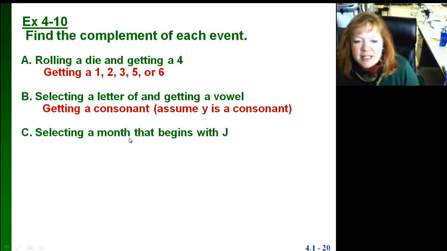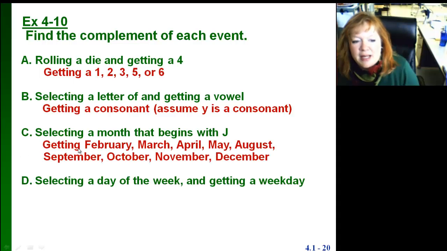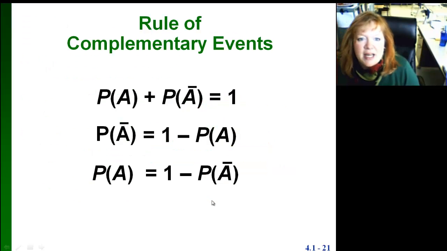And C, selecting a month that begins with J. Well, months that begin with J are January, June, and July. So a month that doesn't begin with a J would be February, March, April, May, August, September, October, November, and December. Selecting a day of the week and getting a weekday, the complement of that would be getting a weekend day, so Saturday or Sunday. There's what a complement is. I think you get the idea about that.